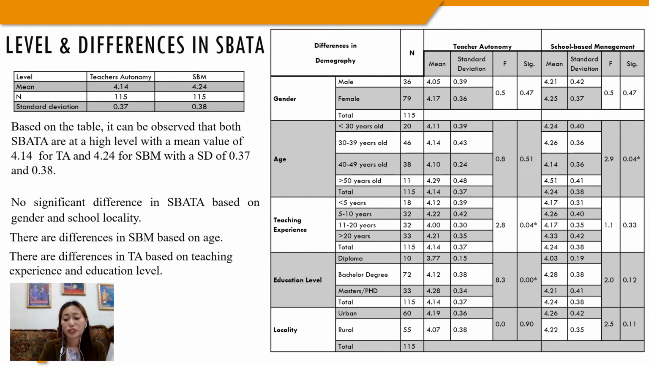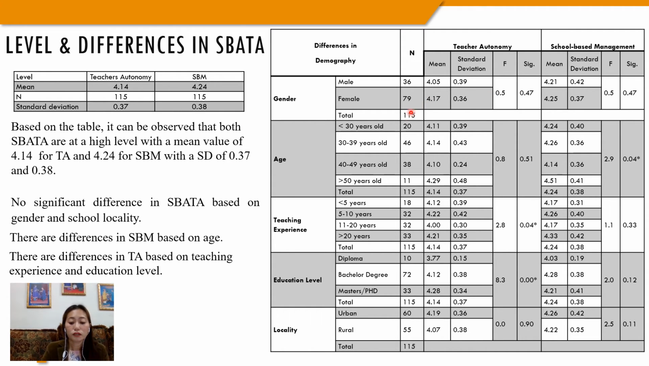The result from descriptive analysis shows that, based on the table, it can be observed that both SBATA variables are at a high level, with a mean value of 4.14 for teacher autonomy and 4.24 for school-based management, with standard deviations of 0.37 and 0.38, meaning that SBATA levels are high among respondents, the primary school teachers.